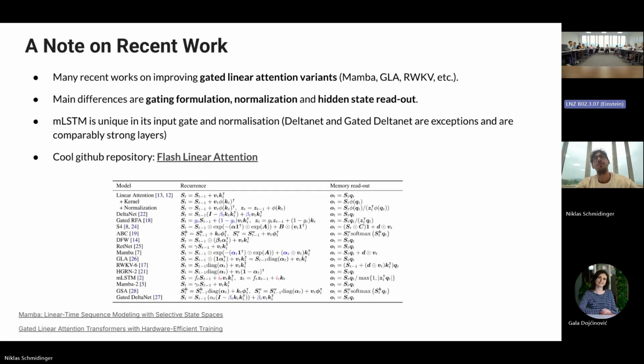And maybe just a very quick note on recent work. A lot of gated linear attention variants have come out recently. You have Mamba, you have gated linear attention, you have this RWKV, or however they call it.